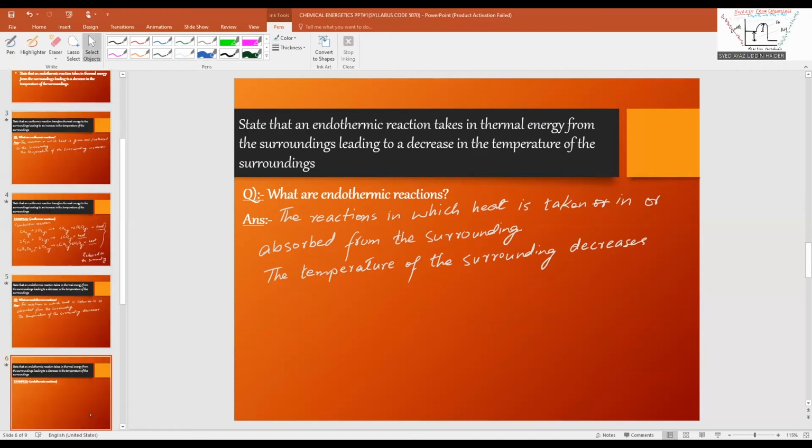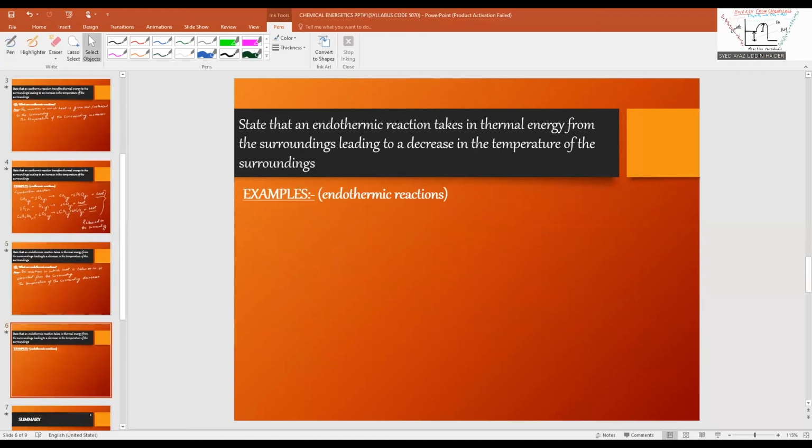Now let's see some examples of endothermic reaction. Reactions like decomposition of limestone, dissolving salts in water, photosynthesis reaction, decomposition reactions, photosynthesis, etc. For your convenience, I am writing these reaction equations.